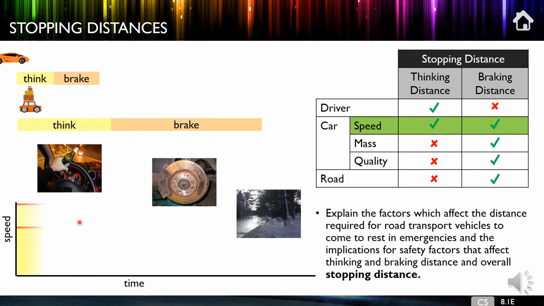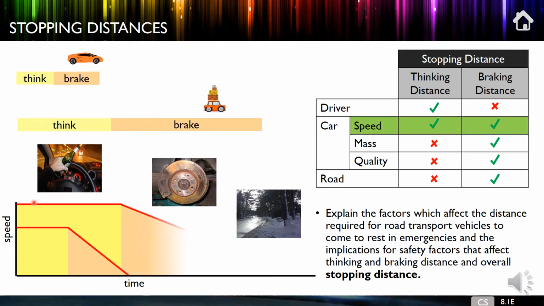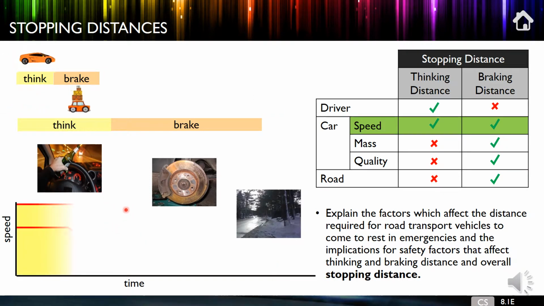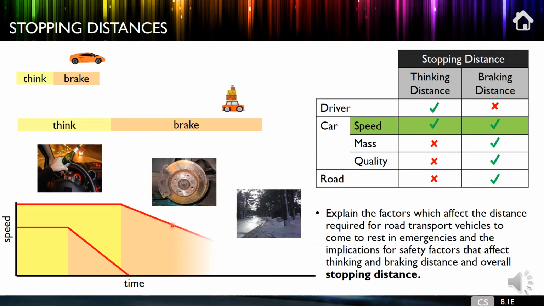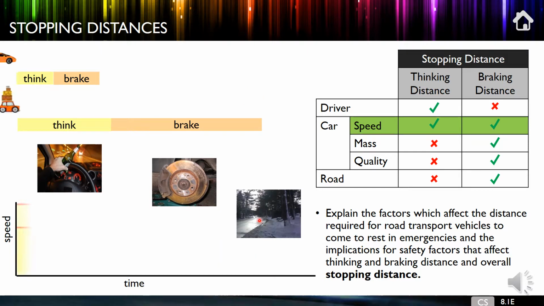So we can see that on this graph. A higher starting point, a longer line here shows longer to react, and the area under the graph is the distance. And then when we do start braking, we see that the gradient is shallower, so it takes longer. So alcohol might be involved, poor brakes, an icy surface would all make it worse.